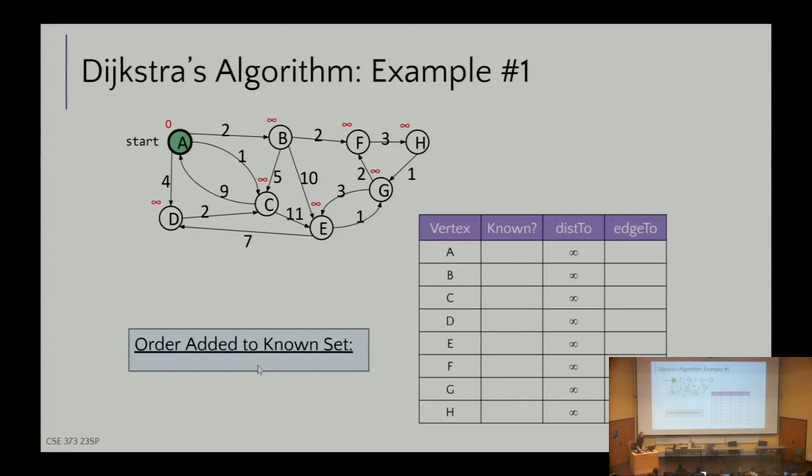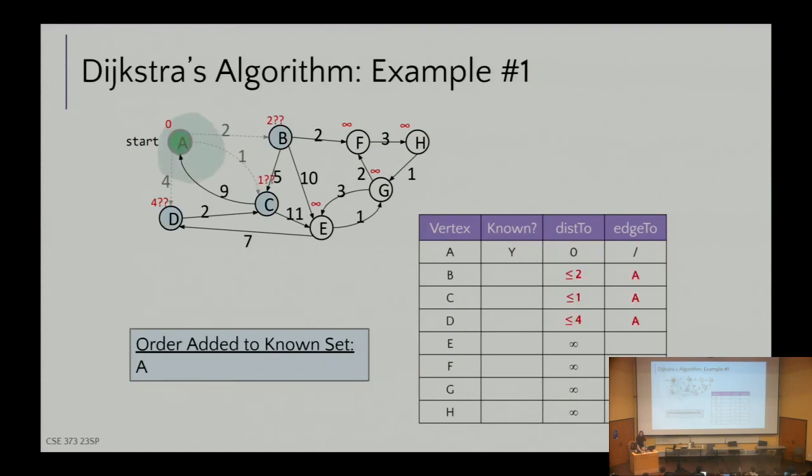Let's walk through it mechanically. Okay, so we set the distance of A to 0. Everything else is unknown and infinity. We process A first. We look at all of the outgoing edges from A, and we see that from A we can get to B, C, and D. We set their distances to be the weights of each of those edges, because it's really 0 plus the weight of those edges to get there. And we put A as their possible previous vertex pointer.